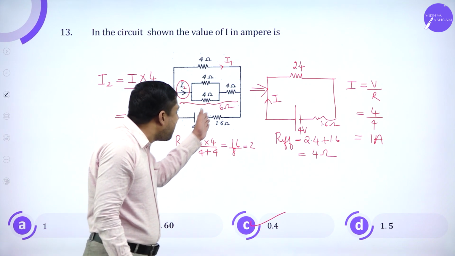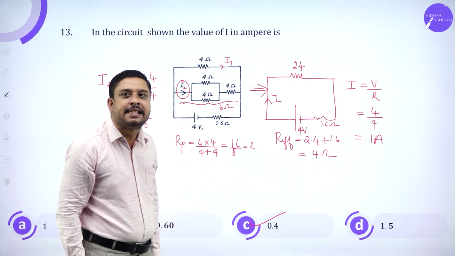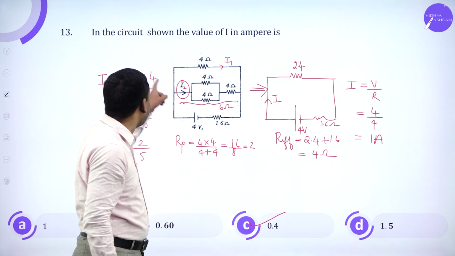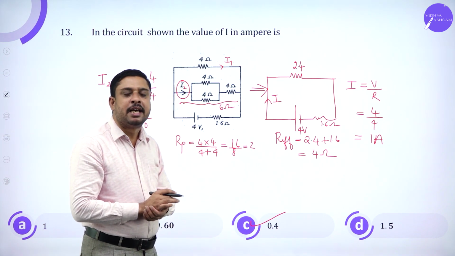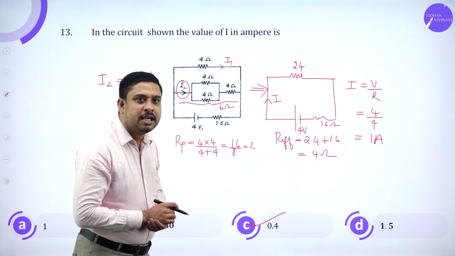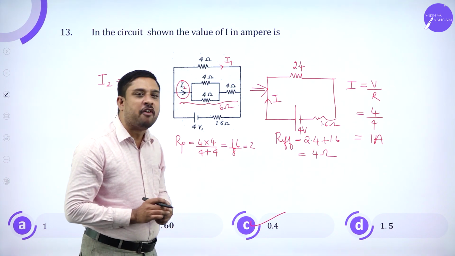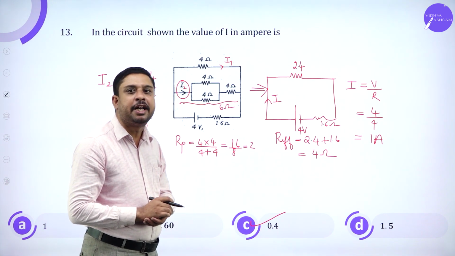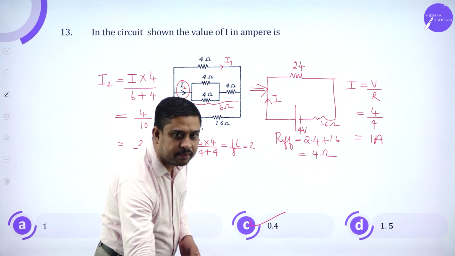So step by step I have solved this circuit. Then I knew the branch current formula: main current into resistance of the other branch divided by sum of resistances. I have arrived at the answer, which is 0.4.